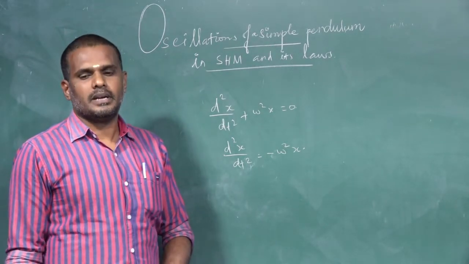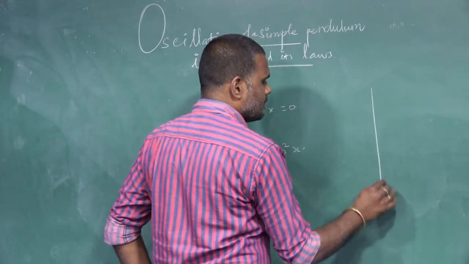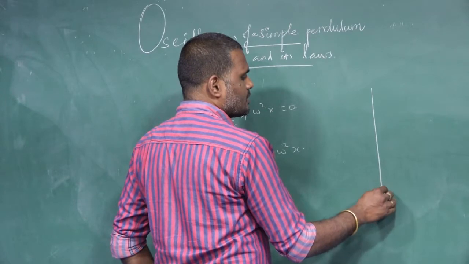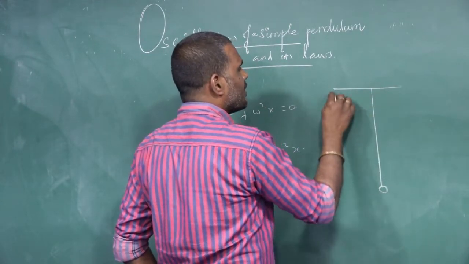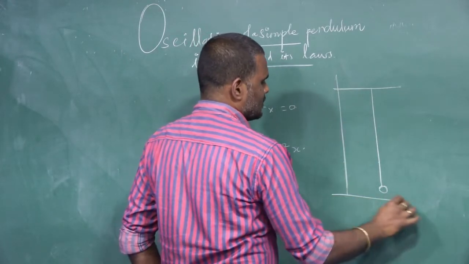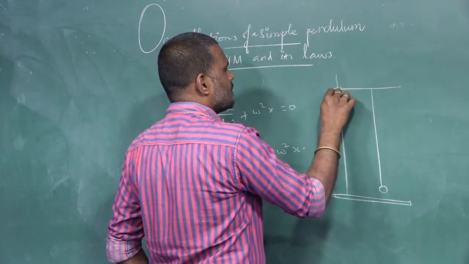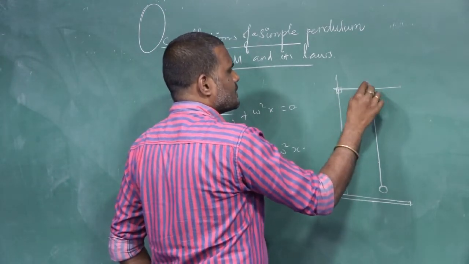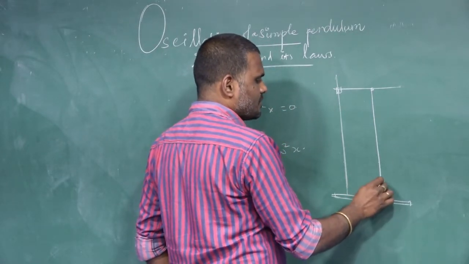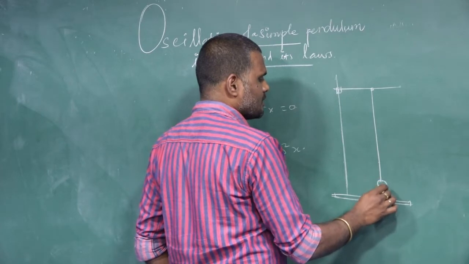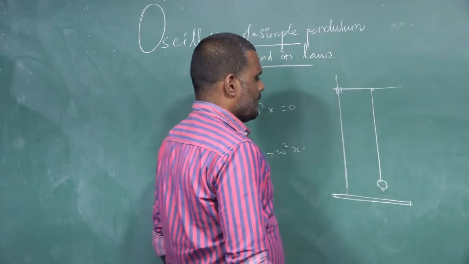Let us consider a metal bob of mass m, which is suspended or fixed to one end of the string. The other end of the string is supported by means of a metal rod, which is attached to a stand. This is fixed onto a stand. The metal bob is attached to one end of the string and the other end of the string is fixed to the metal rod, or otherwise to the stand.